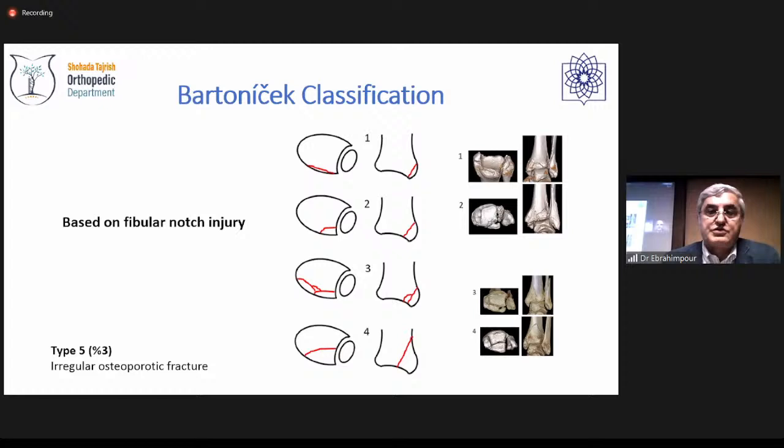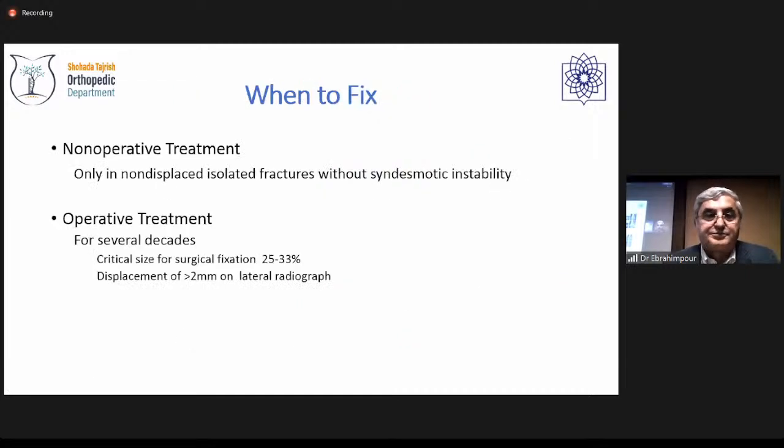Bartoníček's classification is also very useful. As you see, type 1 is an extra-incisural fracture based on fibular notch injury. Type 2 is a small fragment, less than 50% of the incisura. Type 3, again, is the same, posterolateral coming to the posteromedial. Type 4 is the same as Haraguchi type 1, and these days they are talking about type 5, an irregular osteoporotic fracture.